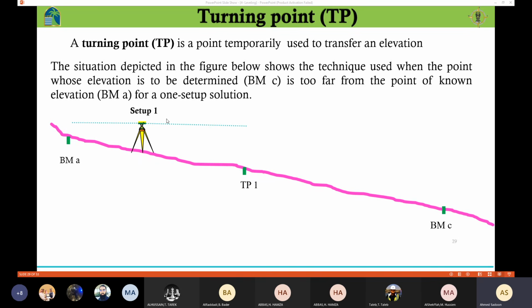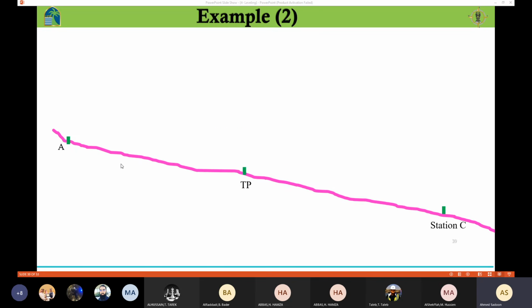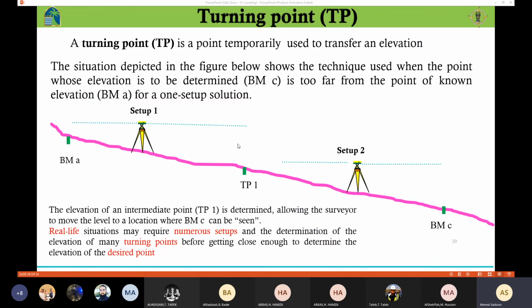So first, I'm going to place the instrument here. I'm going to call this setup 1. So in setup 1, I'm going to place the instrument between the benchmark and the temporary point. Then I'm going to get the backside here, and I'm going to get the foreside here. Then I'm going to determine the height of an instrument. Then I will be able to know the elevation of that point. Then I'm going to relocate the instrument from setup 1 to setup 2. Okay, because for me now, the turning point is the new benchmark. I managed to convert the turning point to be the new benchmark.